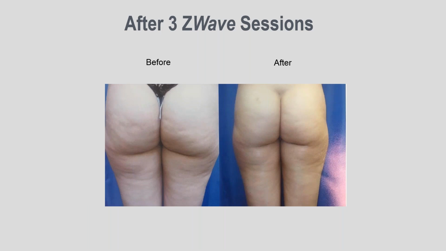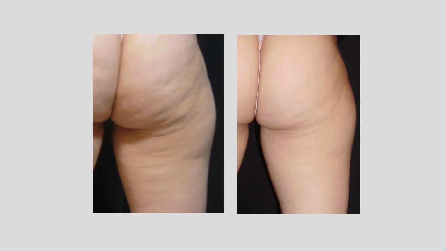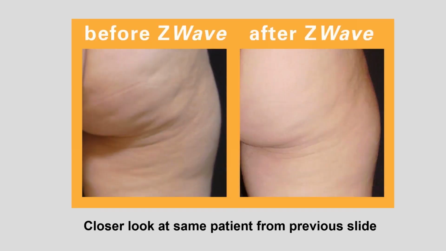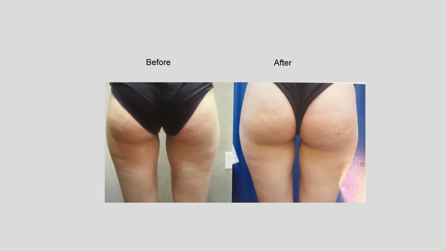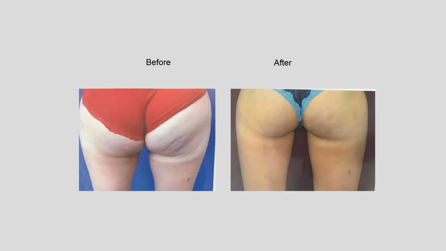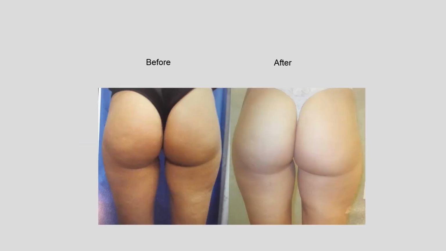This is after 3 sessions. Not only did it reduce the cellulite, we also got a really nice lift of the buttocks here. Same thing here. Look at that difference in the banana roll. Looks way better. Before and after Z-Wave. Again, nice contouring, lifting of the buttocks. Yet another one. This is a great picture because that cellulite just totally got reduced with this. Yet another picture.